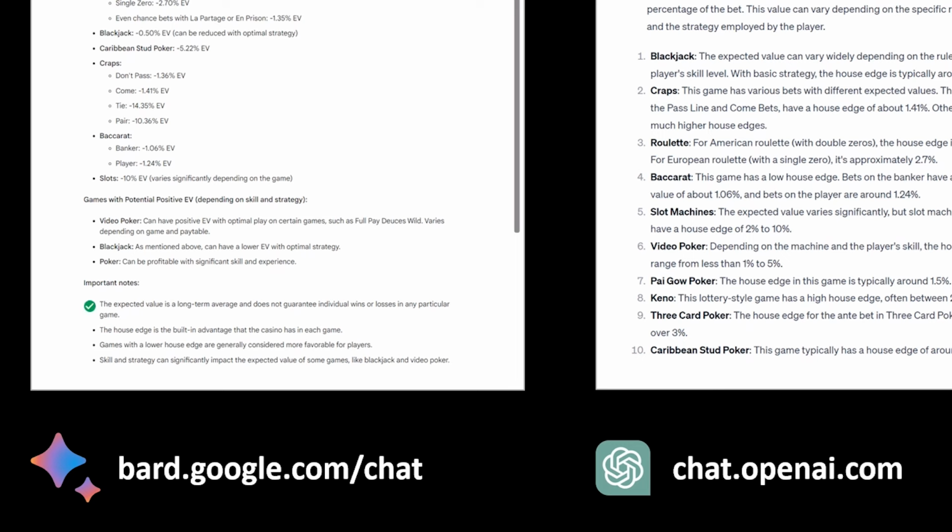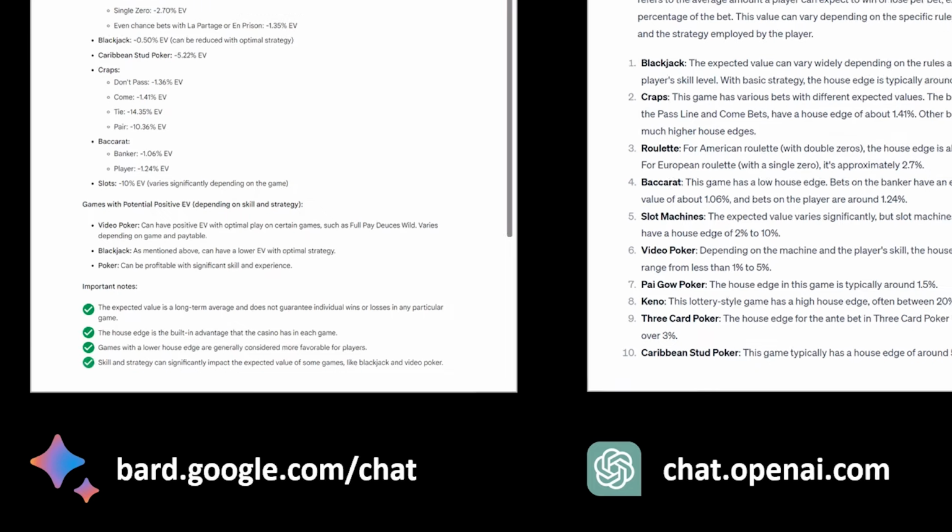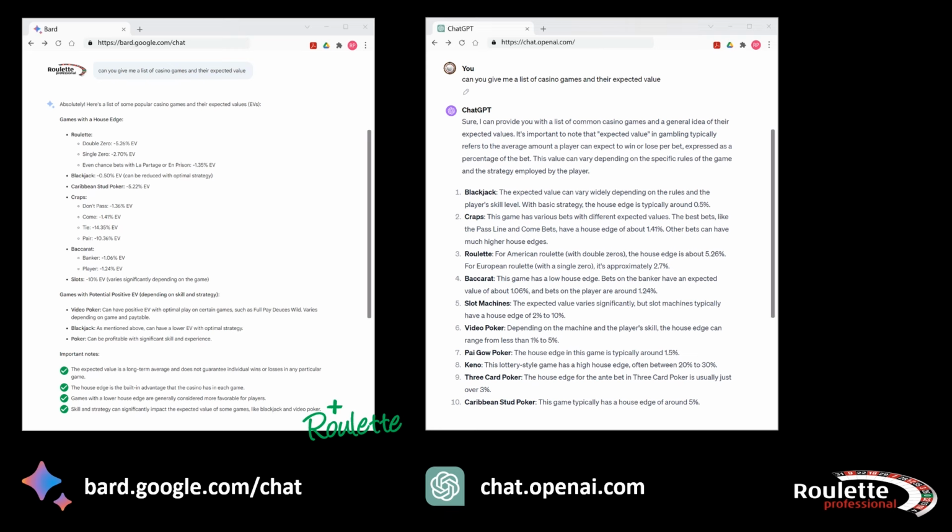The expected value is a long-term average and does not guarantee individual wins or losses in any particular game. The house edge is the built-in advantage that the casino has in each game. Of course, the terms house edge and expected value mean much the same. Games with a lower house edge are generally considered more favourable for players. Skill and strategy can significantly impact the expected value of some games, like blackjack and video poker. Although we would of course add roulette to the list of games where skill and strategy can significantly impact the expected value of the game.